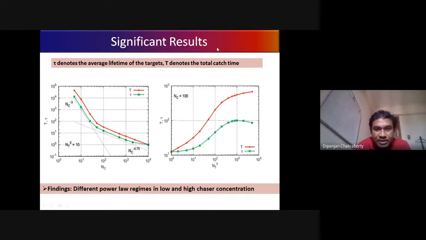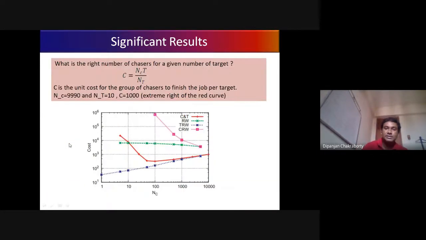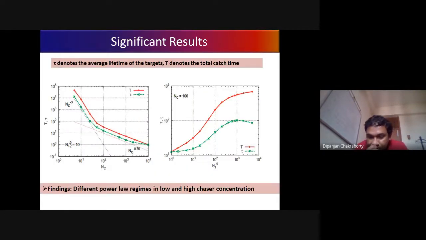So the main interesting fact is that if we solve this chase and escape on a lattice, we will get two power law regimes, and we are getting a crossover when the number of chasers is 5 times the number of targets. So they have also calculated the cost factor.